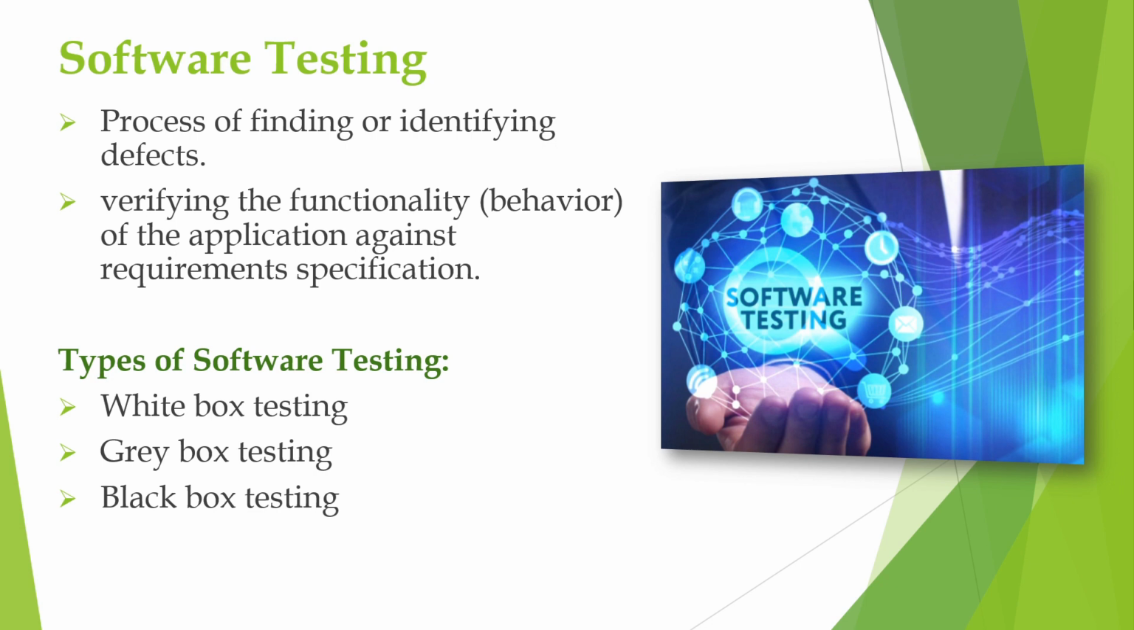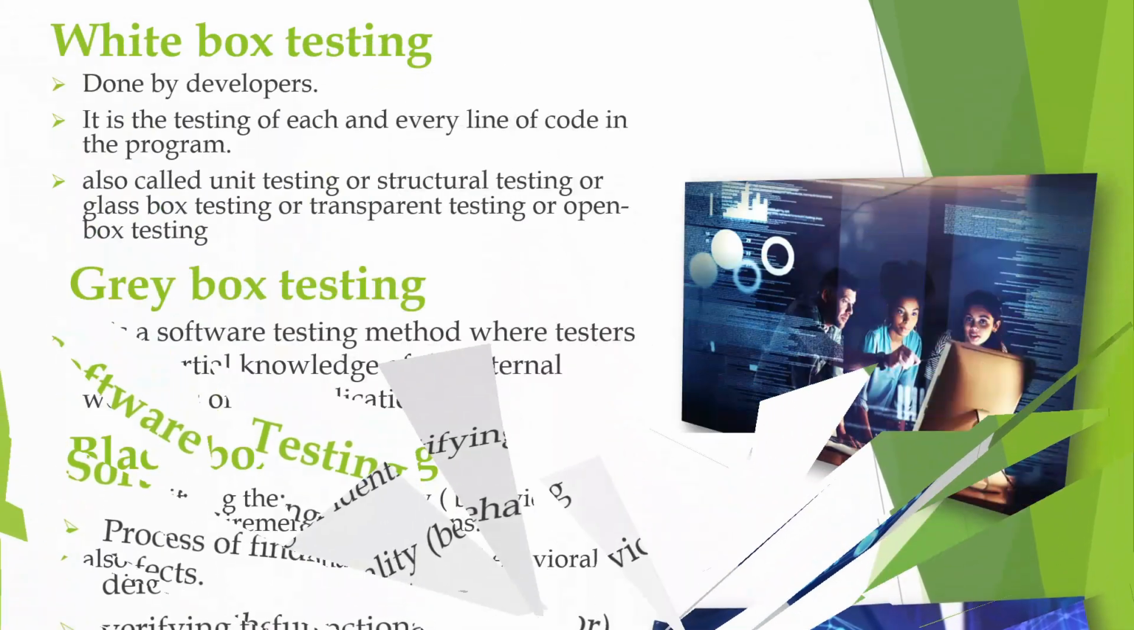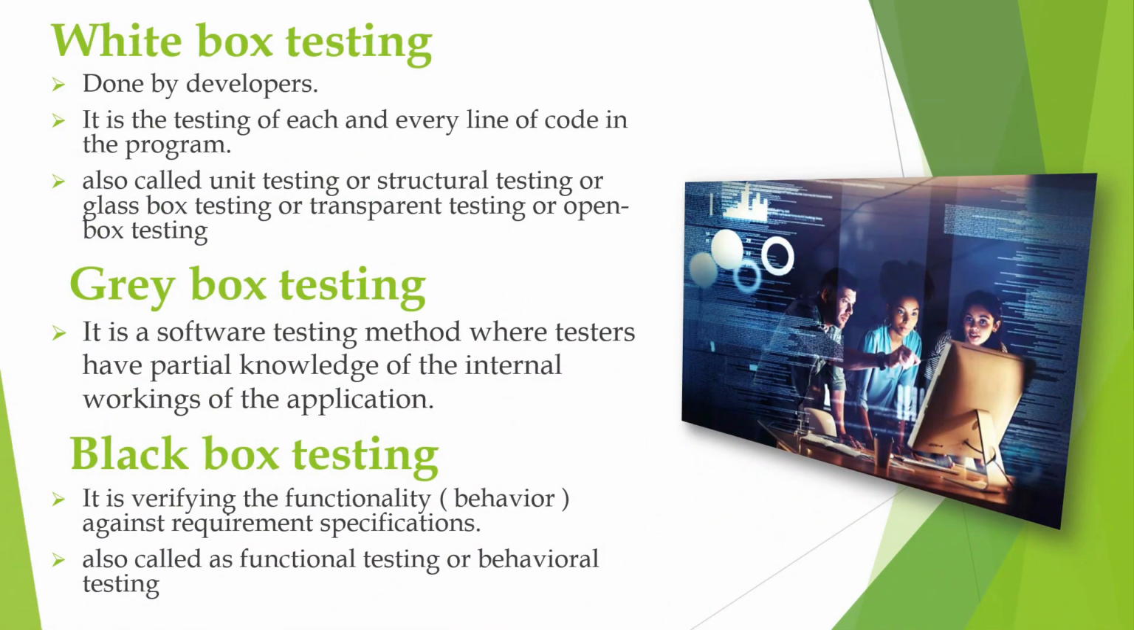We have three types of software testing, that is white box testing, gray box testing, and black box testing. Now let us see what white box testing means. White box testing is also called unit testing or structural testing or glass box testing or transparent testing or open box testing. It is a type of software testing which is done by the developer. Here the developer will check each and every line of the code before releasing it to the testing team.